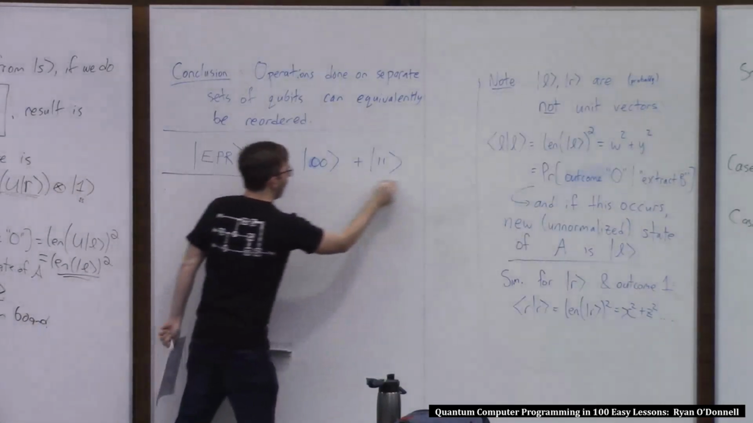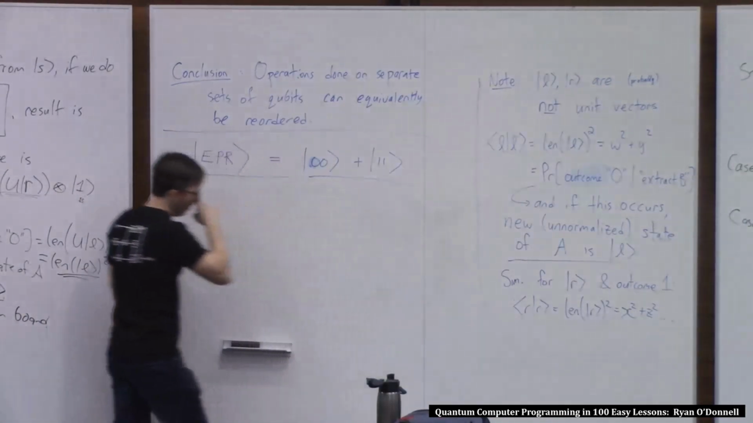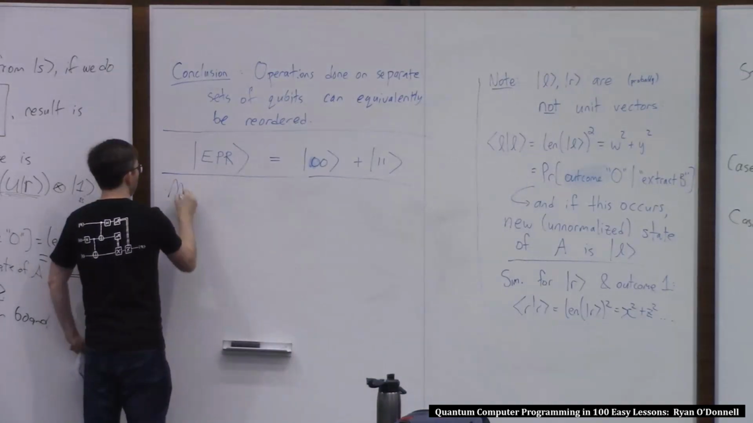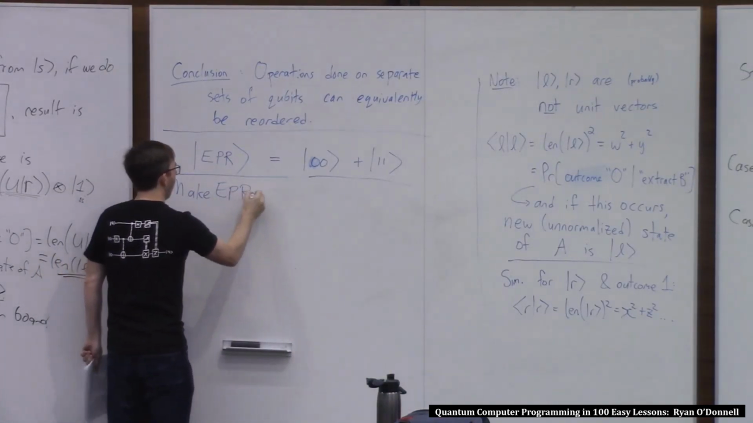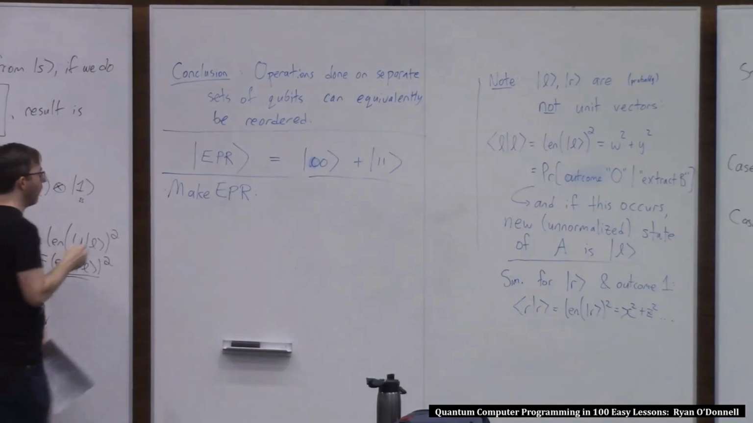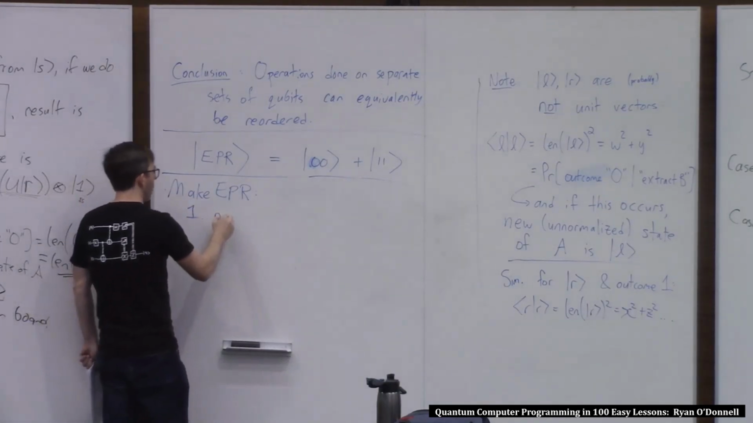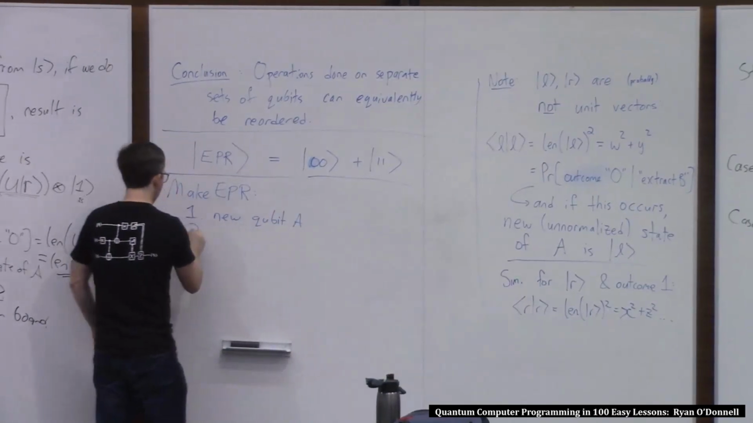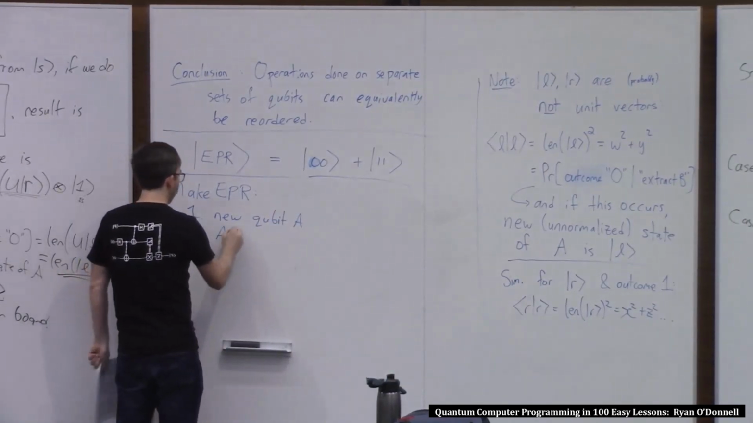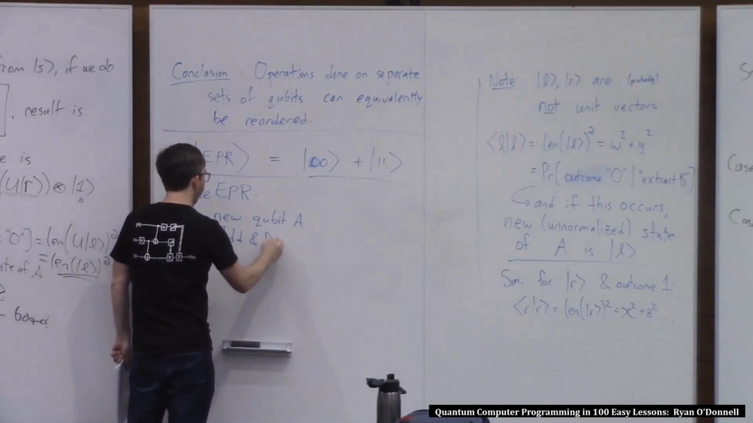Let's just see how Alice and Bob can get it. It's very easy to prepare. So I'll write a little bit of code here. I'll call it make EPR. I hope you could all figure out this code. So from scratch, we'll do new qubit A. And then we'll do add and diff on A.